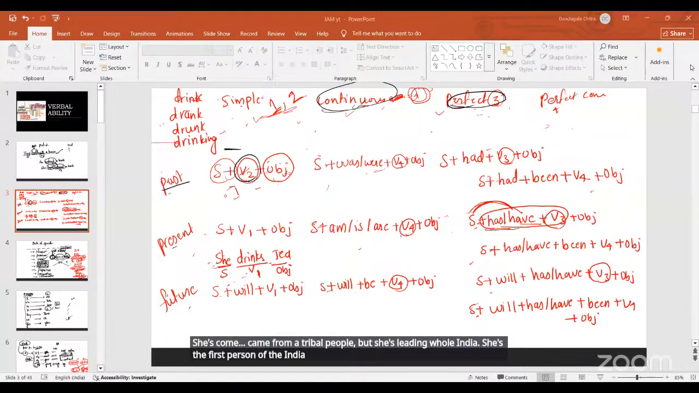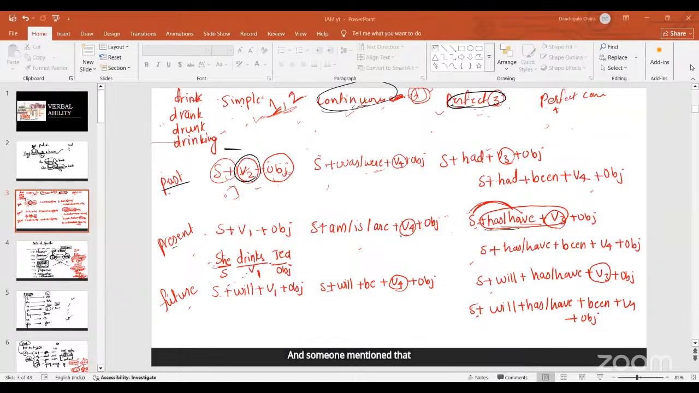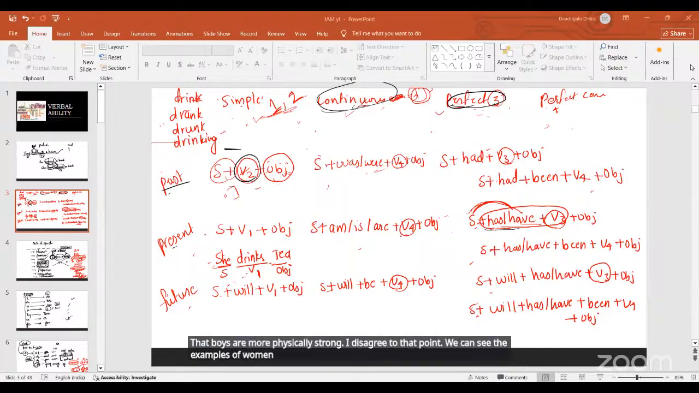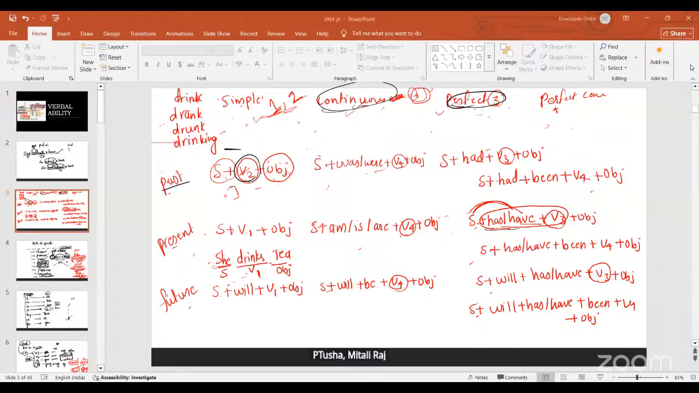Someone mentioned that girls are not physically strong and that boys are more physically strong. I disagree with that point. We can see examples of women like PV Sindhu, PT Usha, and Mithali Raj, who are also strong and won medals for India. Exactly, I agree with that point.